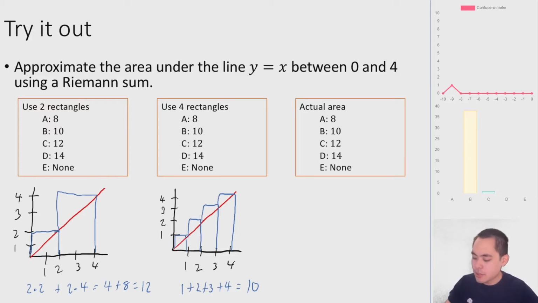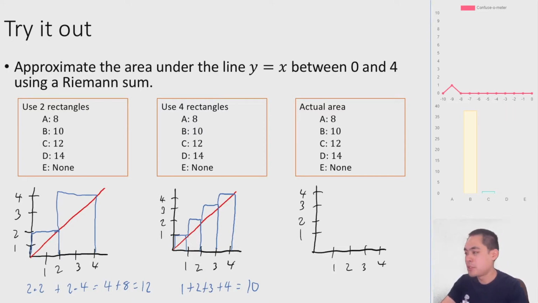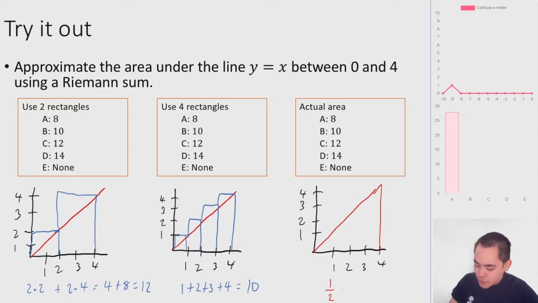So this should be super easy because this is just the area of a triangle, right? So again, 1, 2, 3, 4. Let me reset that before. So that's an area of a triangle with base 4 and height 4. Okay, yep. So this is equal to A because 1/2 times 4 times 4 is equal to 8.